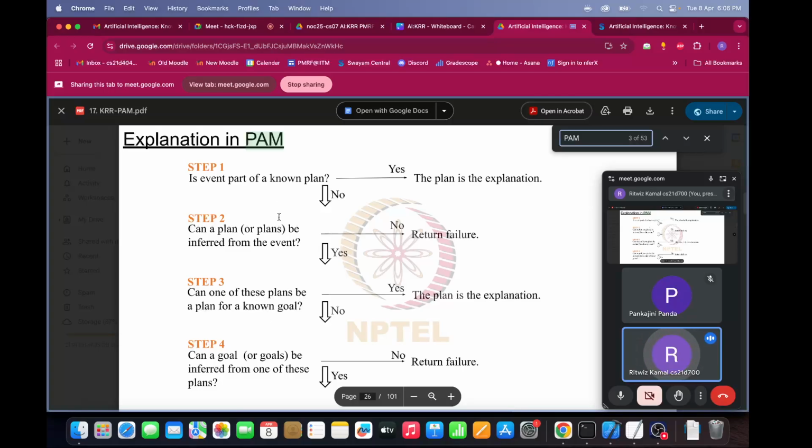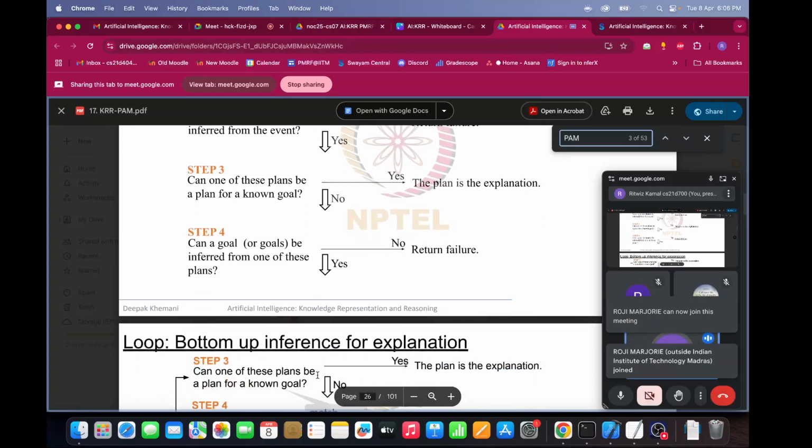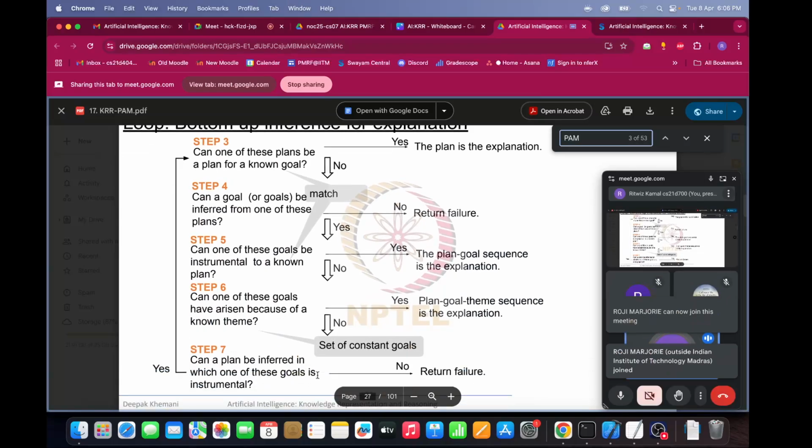So if you have a look at the different steps of the plan, the only thing that we are talking about are plans and goals, right? So these are the first 4 steps, and then these are the remaining 3 steps, steps 5, 6, and 7.